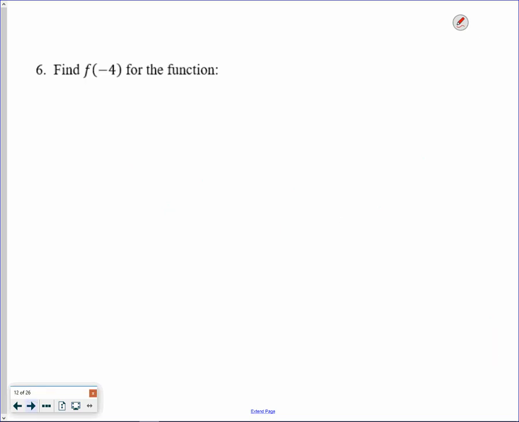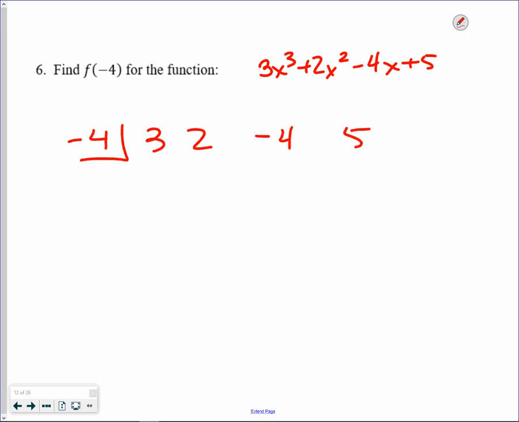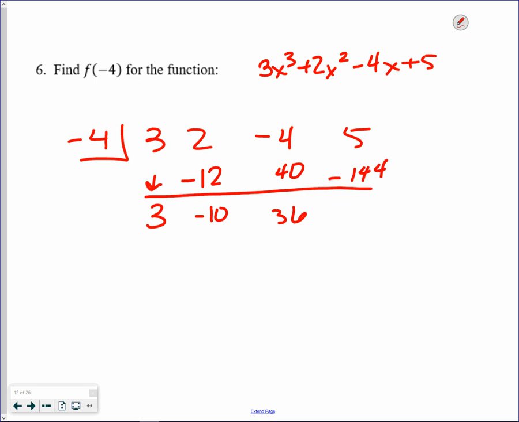Next one. Now, we have taught you two different ways to do this particular question. Using -4 for my function. Now, for some reason, my function didn't come out here, but I will write it out. It's 3x to the third plus 2x squared minus 4x plus 5. So now 3, 2, -4, and 5. Pull the first number down, -12, positive 40, and -144. So the answer to this question is -139.